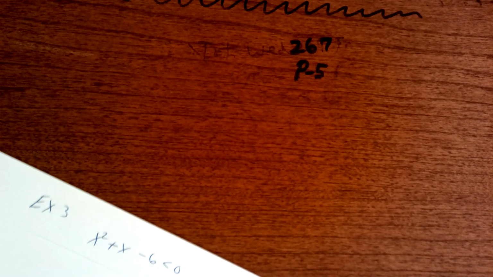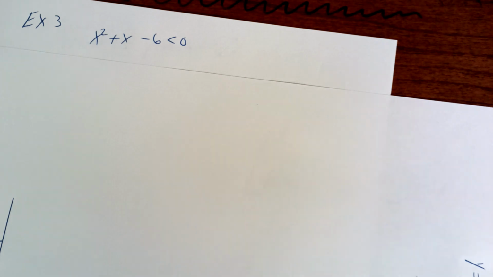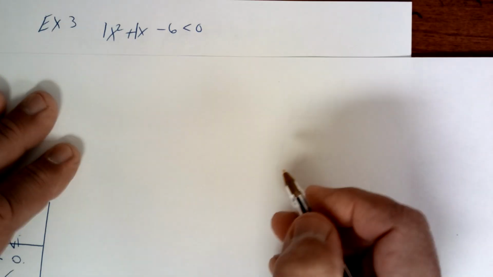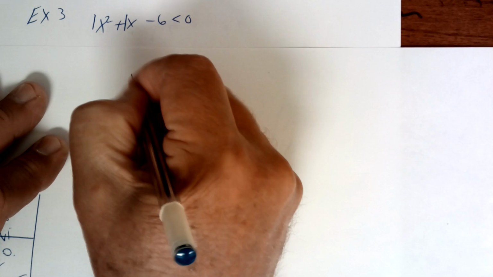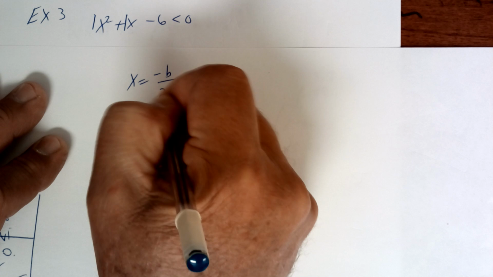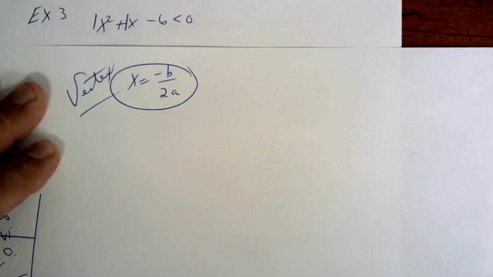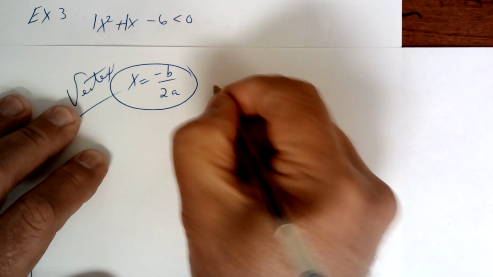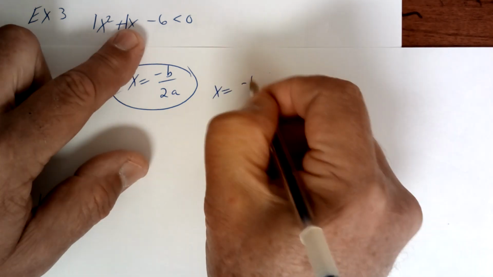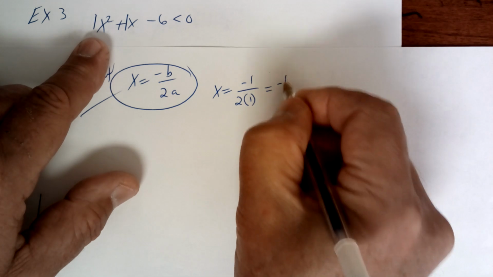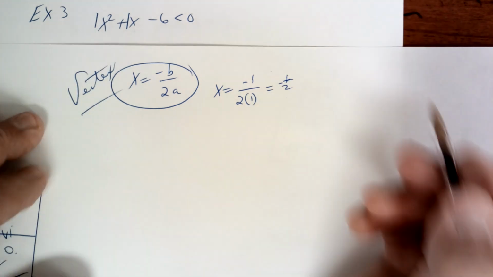So copy this one down right here. All right, again, what you're doing here is A, B, C. So write down x equals negative b over 2a. You need this for your vertex. Okay? So at this point, you're going to get x equals negative 1 over 2 times 1, which gives you negative 1/2. So x equals negative 1/2.